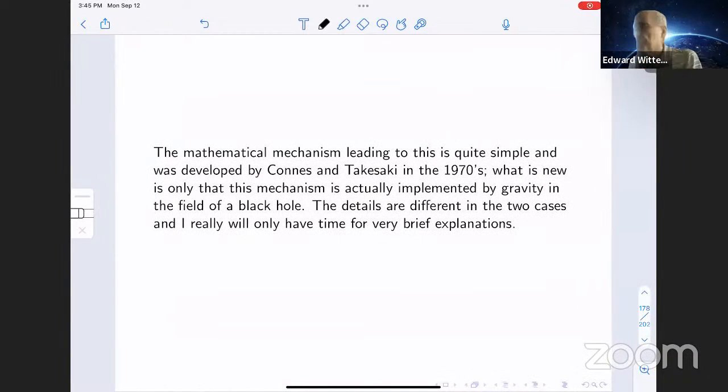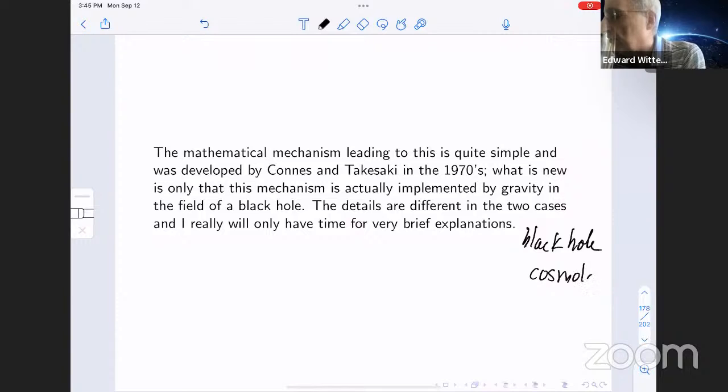The details are different in the two cases. The two cases are the black hole and cosmology. I didn't actually talk about cosmology, but I might say a word at the end if there's time. I'll only have time for very brief explanations.